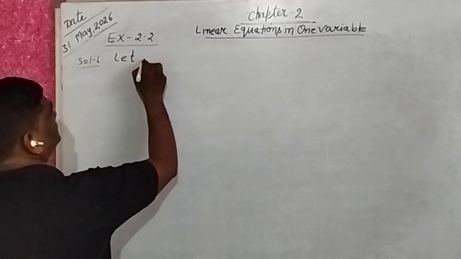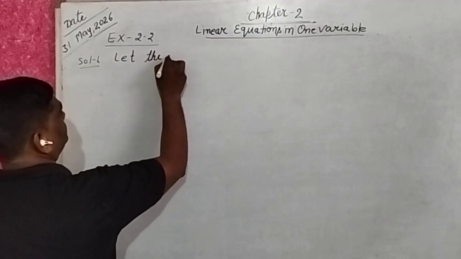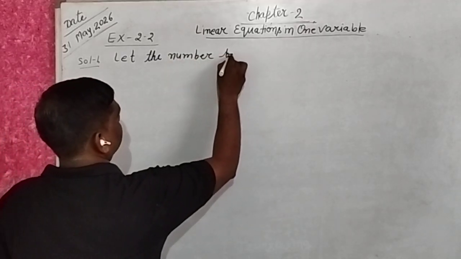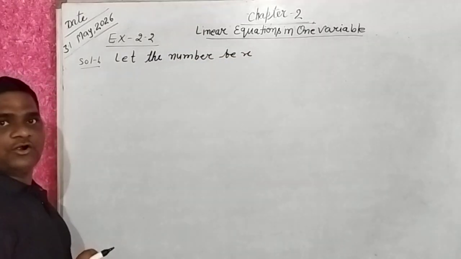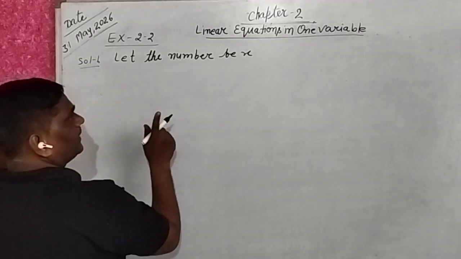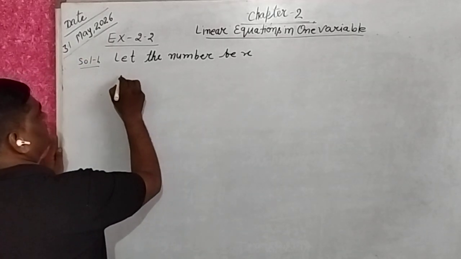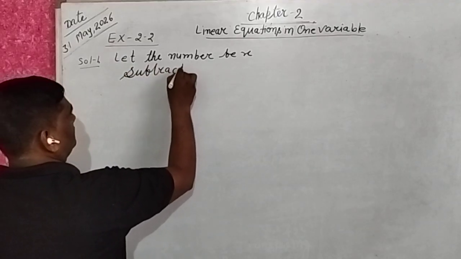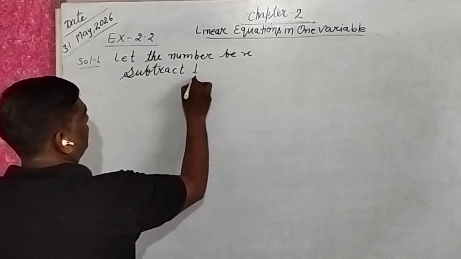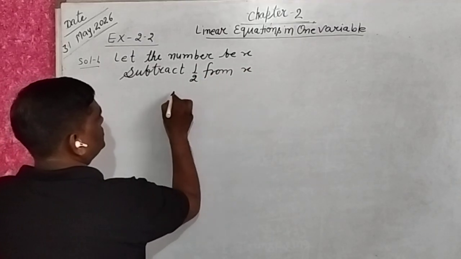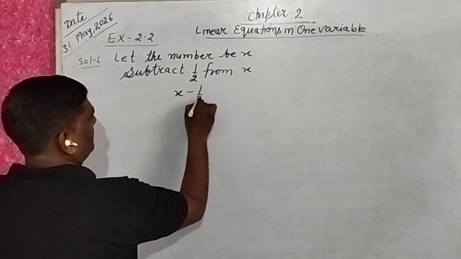So let the number be x. According to the question, subtract 1 upon 2 from x. So x minus 1 upon 2.